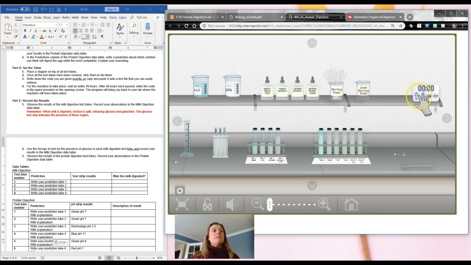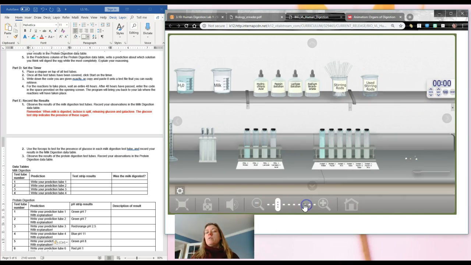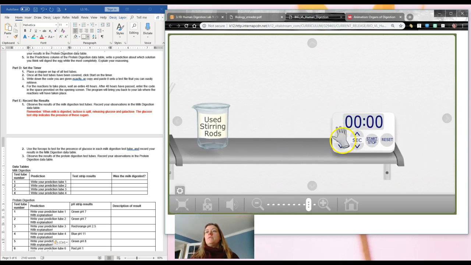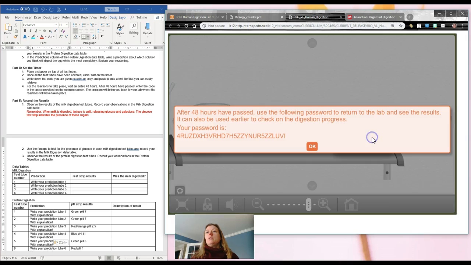Well, don't you have to put time on the timer first? It says we have to wait an entire 48 hours. After 48 hours have passed, enter the code in the space provided on the opening screen. There we go. It says 48 hours, right? Okay, so we're going to do this.